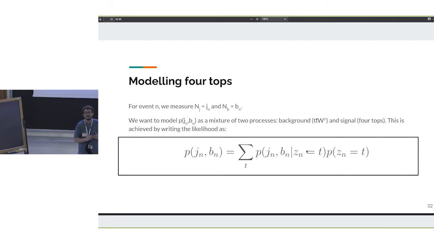Yeah, exactly. Let's say one is TTW, the background, and two is the signal. Hopefully, this will mean that one is TTW and two is four tops. We are modeling like this, but it's not a guarantee that we can match the underlying classes to the physical processes.